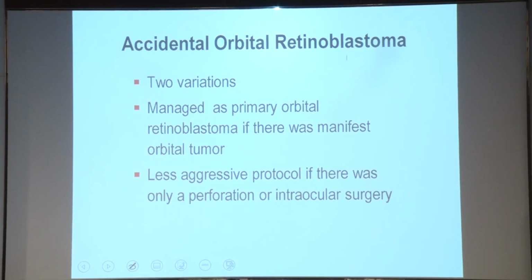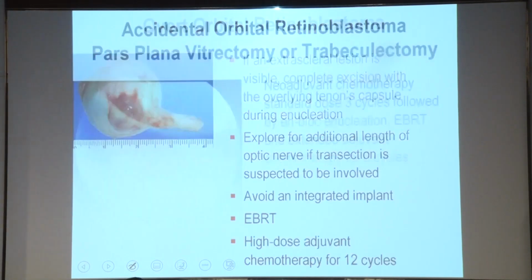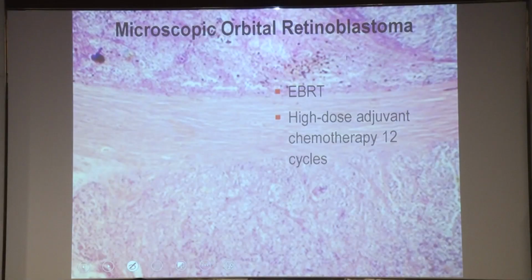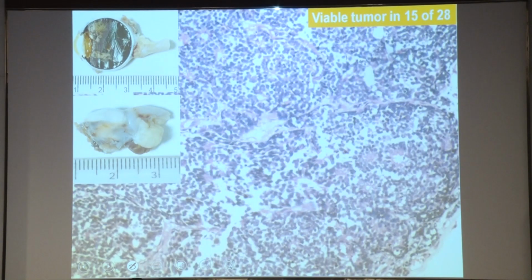But if somebody has done a 3-port pars plana vitrectomy with large gauge instruments and spilled over in the entire orbit, then you begin with neoadjuvant chemotherapy, then do enucleation, and the whole works like that. Now, overt orbital retinoblastoma, standard is to give external beam radiation and adjuvant chemotherapy. Microscopic RB is generally treated with EBRT followed by adjuvant chemotherapy.